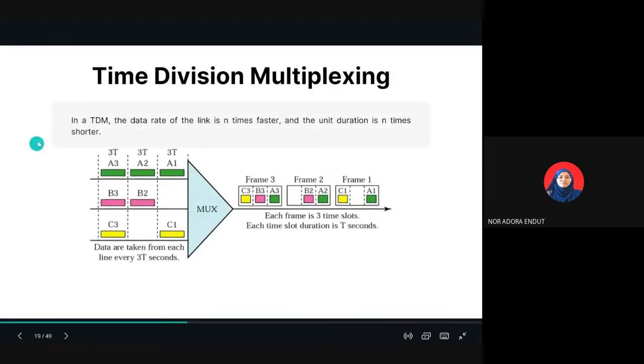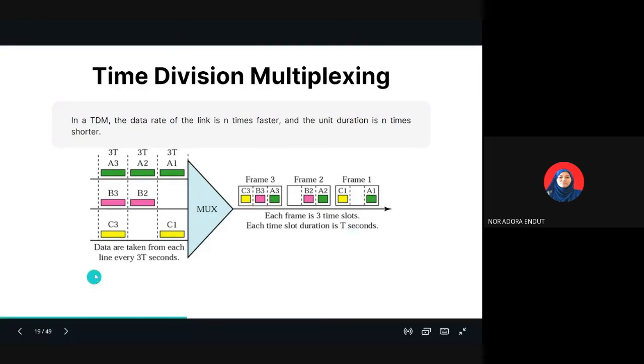Okay, so in a time division multiplexing, the data rate of the link is n times faster and the unit duration is n times shorter. Unit duration for each bit lah. Okay, so nampak di sini kita pecahkan kepada time slot. Time slot ni kalau semua sender ni mempunyai data rate yang sama, jadi kita bolehlah kata satu time slot untuk satu sender. So kalau ada 3 di sini, kita ada 3 time slot lah. So each frame is 3 time slot. Each time slot duration is t seconds.